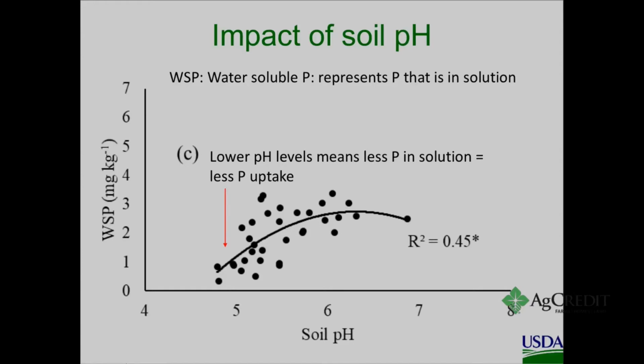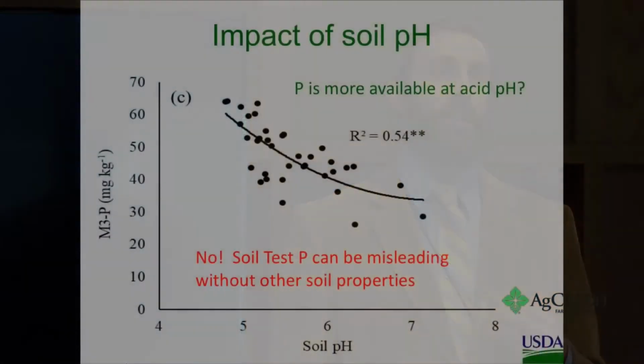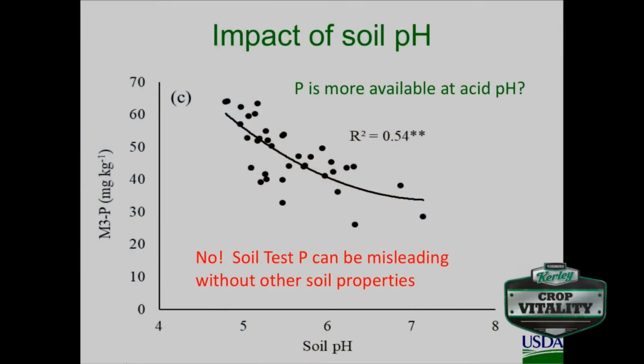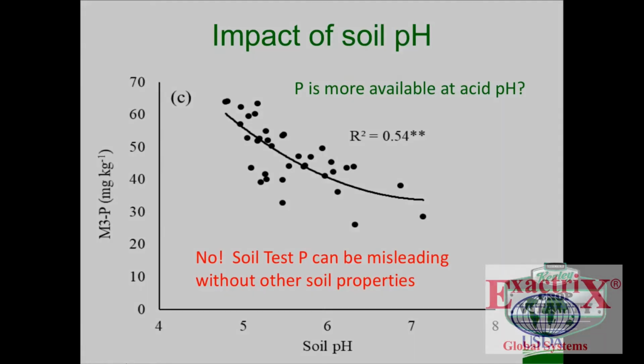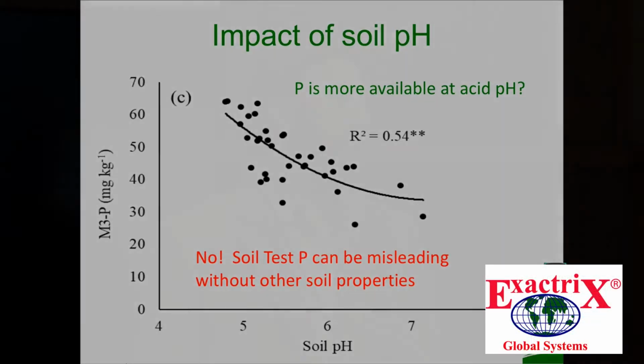Okay, perfect. So those same soils, let's look at Mehlich 3. Here's Mehlich 3, exact same soils. If you looked at this and didn't know any better, you'd say, well, it looks like my phosphorus is more available at acid pH. But does that make sense? We know that's not true. We know that's absolutely not true. Soil test phosphorus levels can be very misleading without knowing other soil properties. Using them alone can be very misleading.